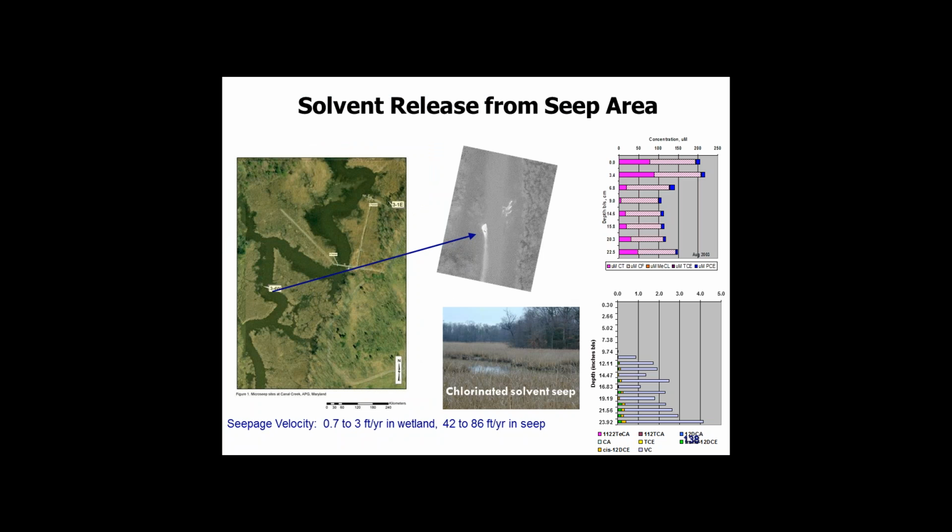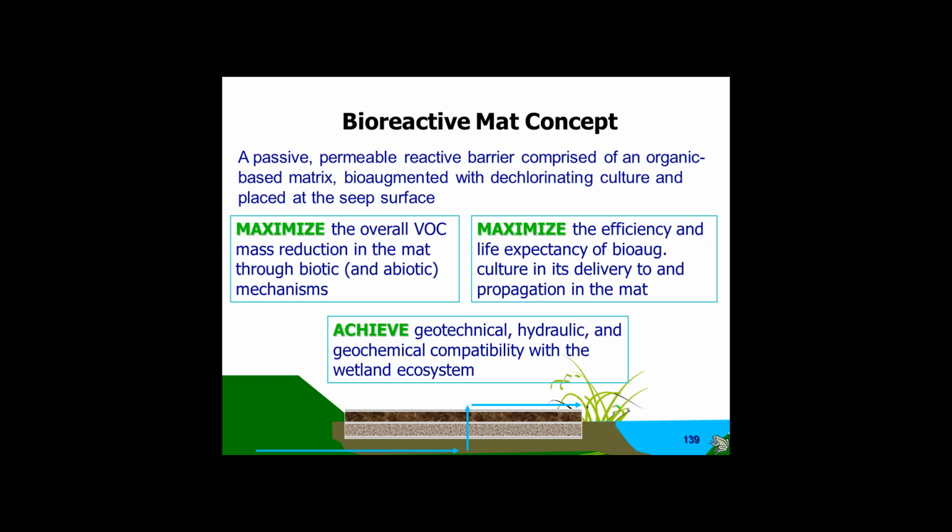But at any rate, the seep was clearly identified. The charts on the left-hand side show the molar concentration of contaminants with depth in the sediments around the seep area, and clearly show where treatment is required. So here's the concept: a bioreactive mat, the actual construction of an area that would allow a number of different things. First of all, from a treatment standpoint, you want to maximize the degradation of VOCs that are discharging in this particular area.